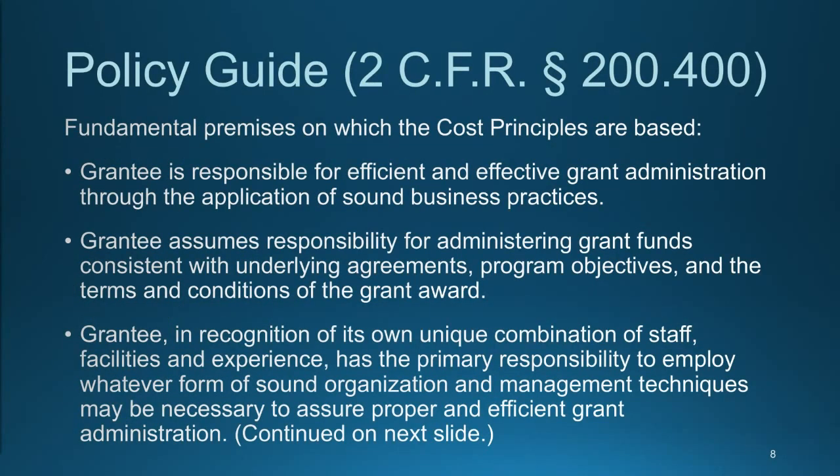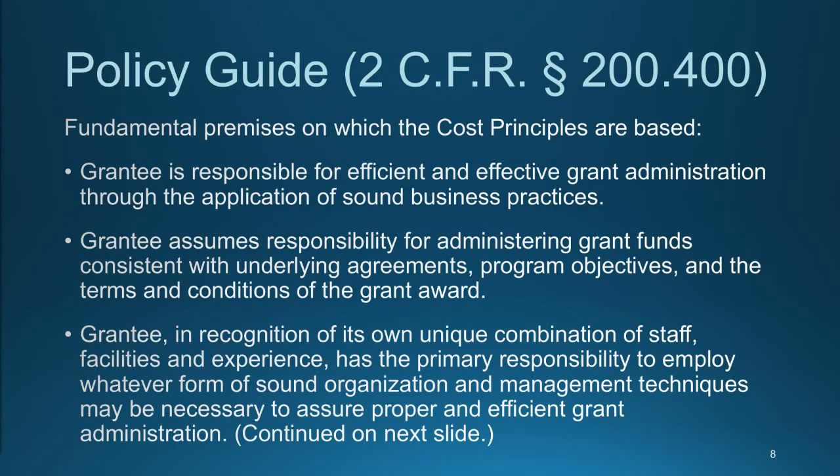The Uniform Guidance, as sort of an intro to its discussion on cost principles, has what it labels as a policy guide. It's section 2 CFR 200.400. And what this does, as the slide says, is lay out the fundamental premises on which the cost principles are based. So these are things that you have to keep in the back of your mind when you're thinking about allowability and thinking about the cost principles as a whole. I'm going to go over these just really briefly. I wanted to put them on here just in case you hadn't seen them before or you weren't aware of them. They're, of course, there in the UG if you want to go look at them yourself.